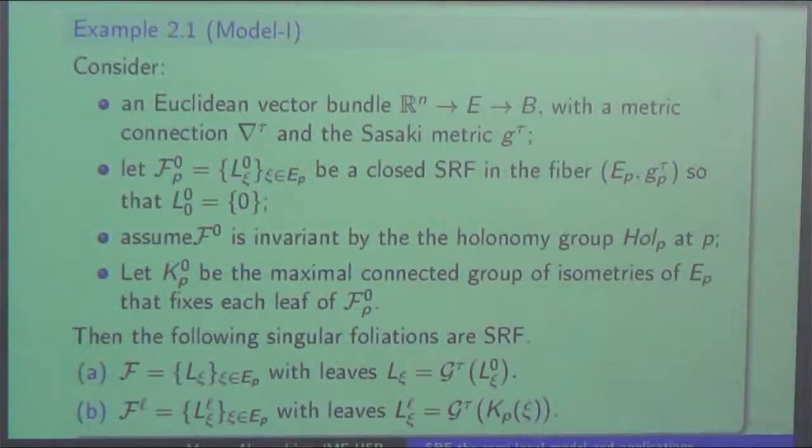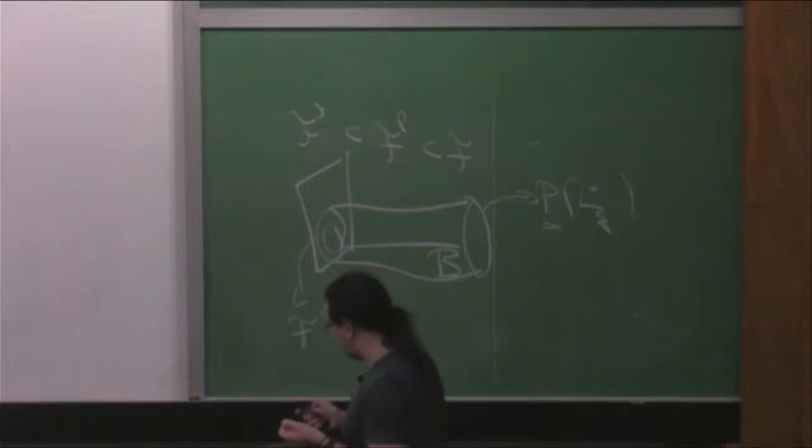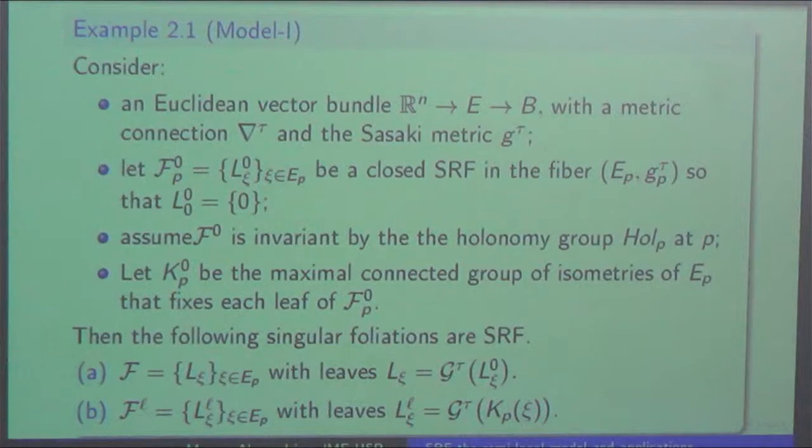Okay. And why should I care about that? Why should I construct something complicated? Because this is, in fact, a model. If you have a closed singular Riemannian foliation and take a singular leaf, then you can find a tubular neighborhood. And the foliation in this saturated tubular neighborhood will just be diffeomorphic to this model. So every foliation is just something that is, in fact, algebraic, because we know that every Riemannian foliation in Euclidean space is given by the preimages of polynomials. This is Lytchak and Radeschi.